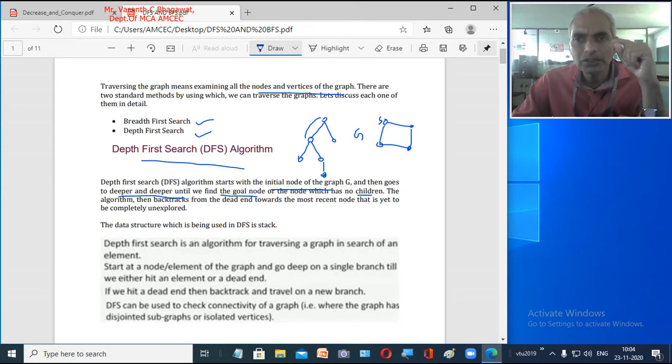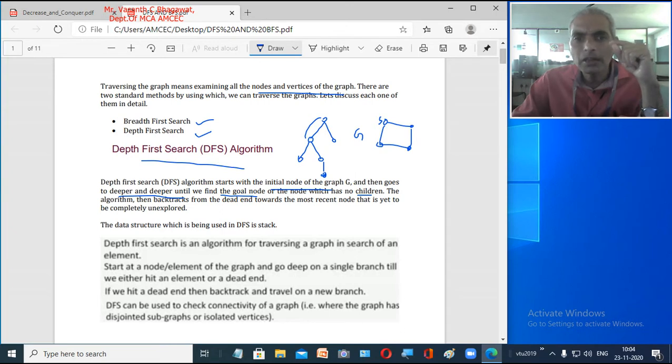Like say if you take this as the root node, it has two children. You start with this child. From here, again it has two children. Now you go to this particular child. For this node, it does not have any children. And we see whether this is the goal node. Now this is not the goal node, and the node has no children.